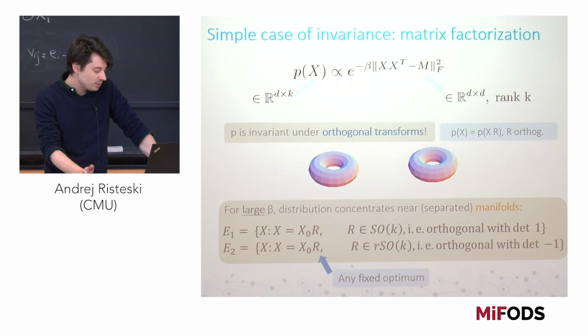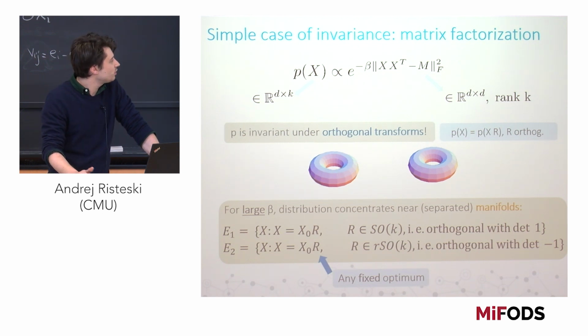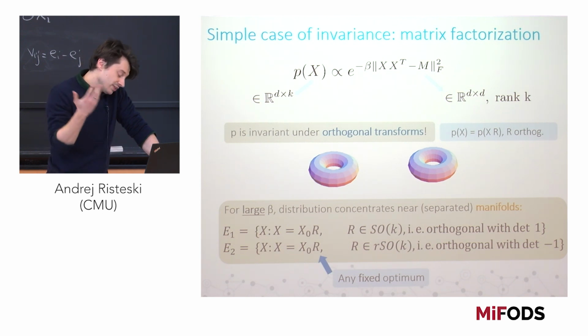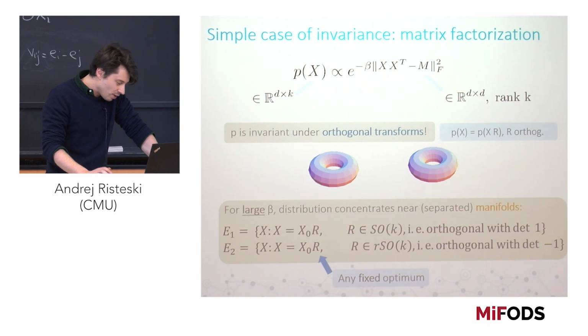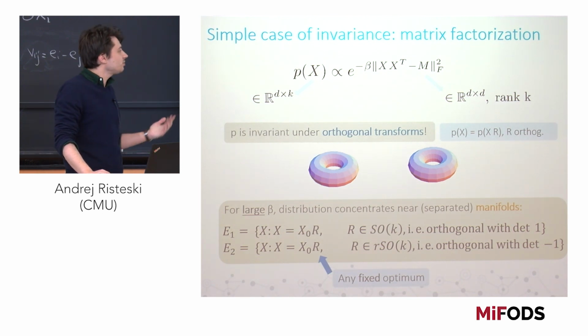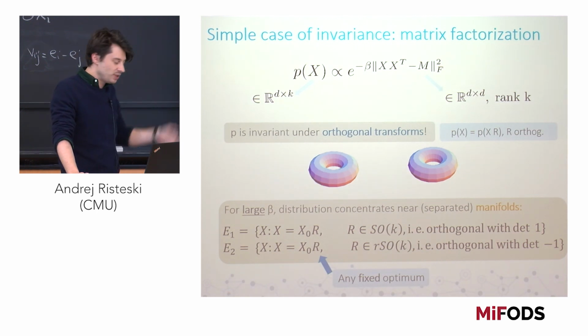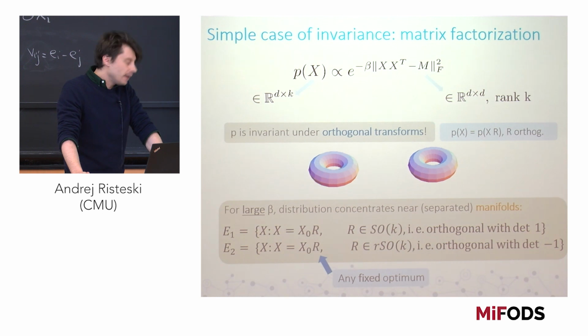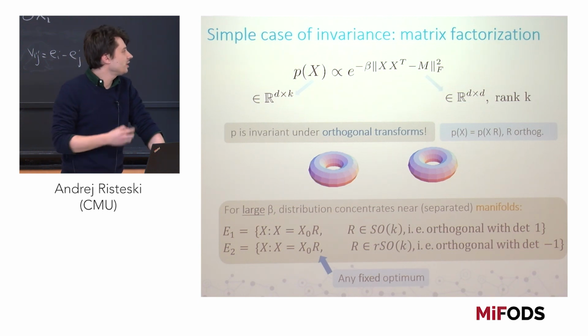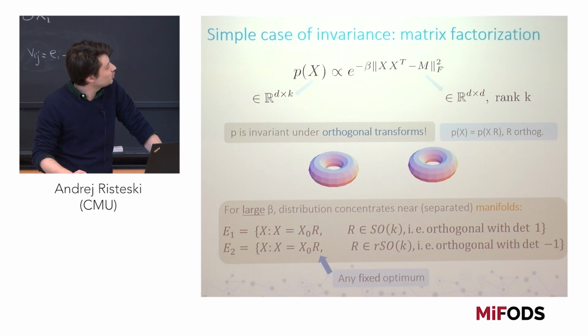So what am I expecting to happen for very large beta? For very large beta, we expect that this distribution is going to concentrate basically over the two. It turns out there are two manifolds of optima, which are not only disconnected, but also separated in space. One of these manifolds is: you pick any fixed optimum, let's say x0, and then you multiply by a matrix in the special orthogonal group. So this would be an orthogonal matrix that has determinant +1, or you can multiply it by an orthogonal matrix that has determinant -1.